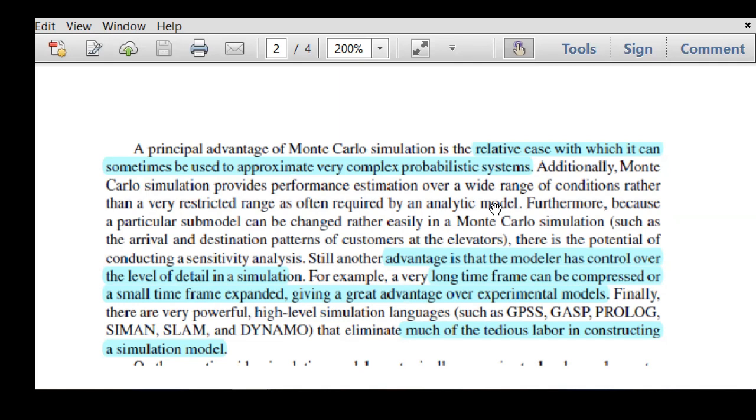Again, I am just saying it out, but I cannot prove it, or rather I cannot justify it by giving an example just now. So you just keep this in mind as a positive side of the Monte Carlo simulation.